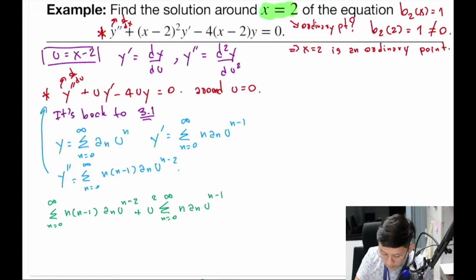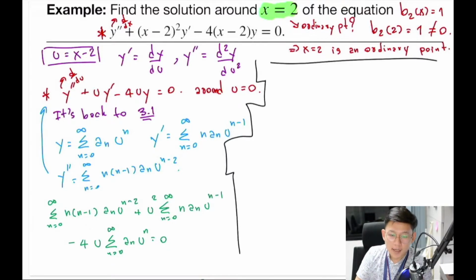And then minus 4 times x minus 2, that will be u, and y would be summation n from 0 to infinity a_n u to the n equals 0.